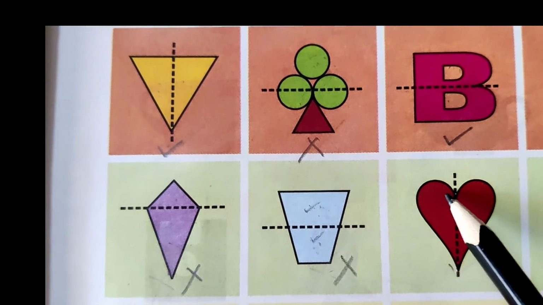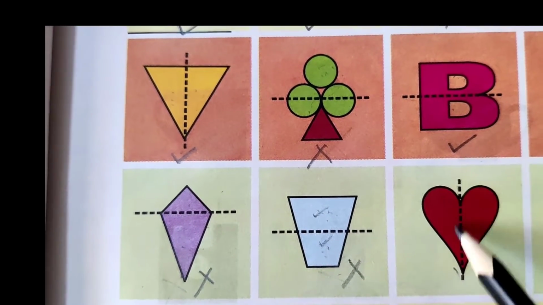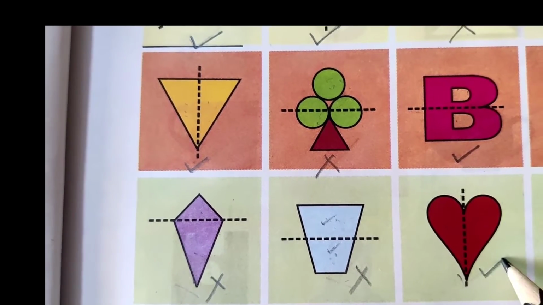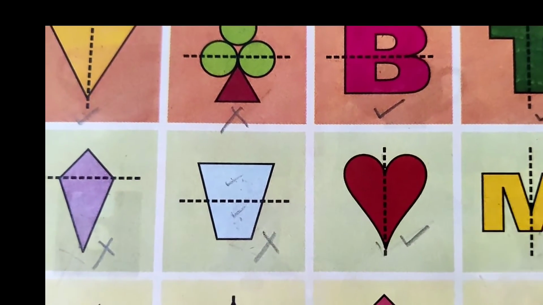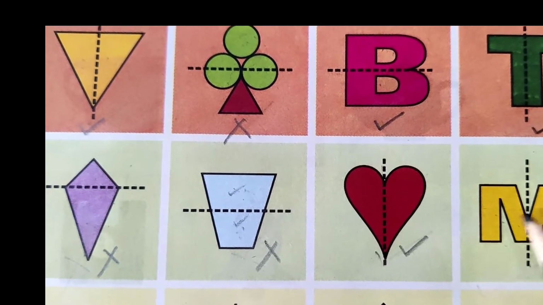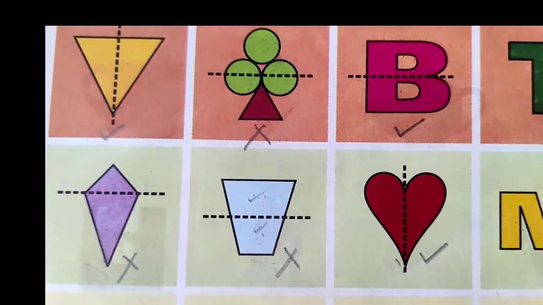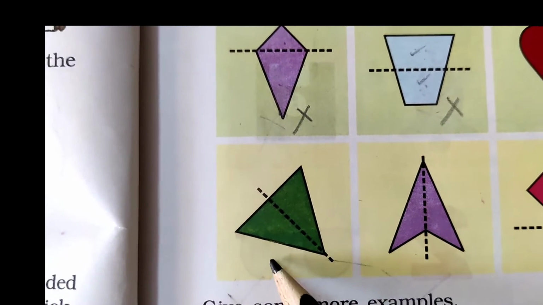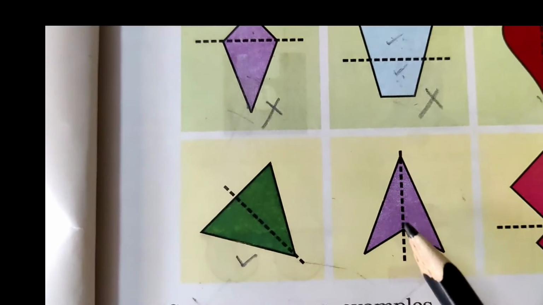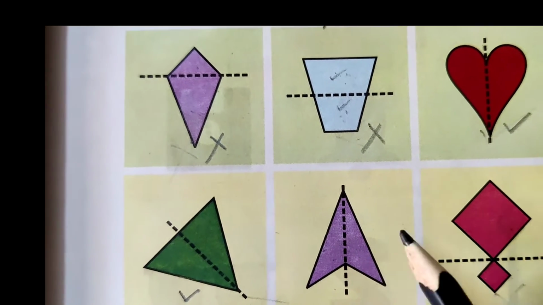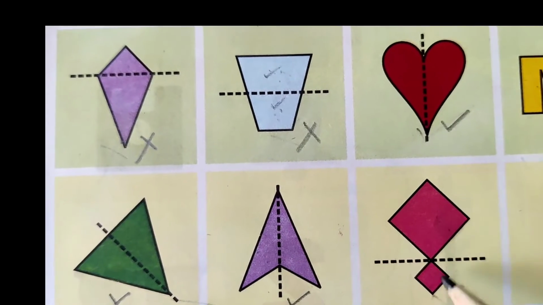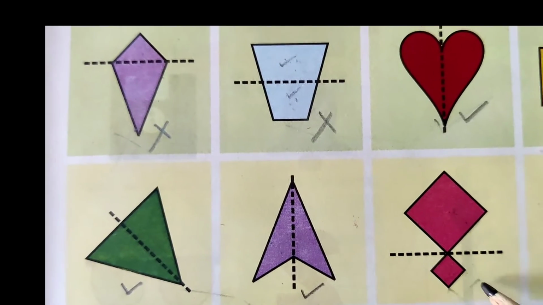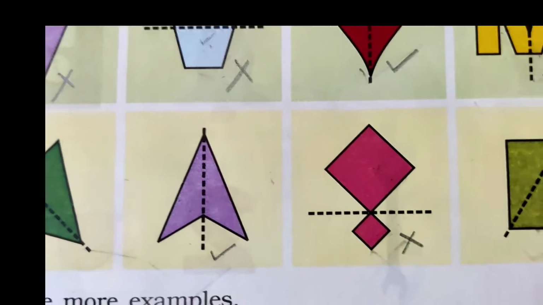This shape is also divided exactly into two parts. This line is dividing this shape into exactly two parts, so put a tick here. This M is also divided into exactly two parts, so put a tick here. This triangle is also divided into exactly two parts, we'll put a tick here. This figure is also into two parts. This figure is not divided into two parts. This is the bigger one, this is the smaller one, we'll put a cross here.